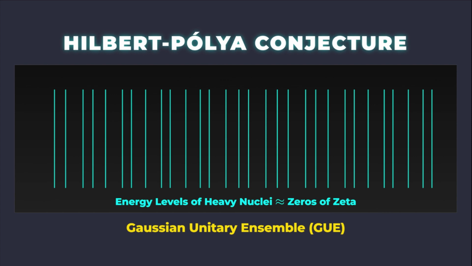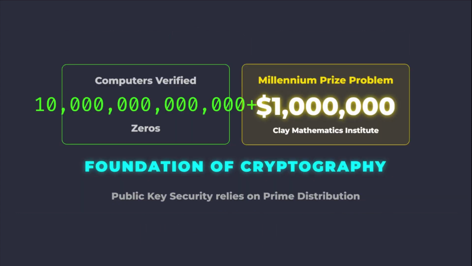The distribution of the non-trivial zeros exhibits a striking statistical pattern that connects number theory to quantum physics. The Hilbert-Polya conjecture proposes that the imaginary parts of the zeros correspond to the eigenvalues of a specific self-adjoint operator, essentially the energy levels of a quantum system. While the operator itself remains unknown, the statistical spacing between the zeros precisely matches the Gaussian Unitary Ensemble, or GUE, distribution. This distribution describes the energy level spacing in complex quantum systems, such as heavy atomic nuclei. This unexpected correspondence suggests a deep underlying physical mechanism governing the location of the zeros.